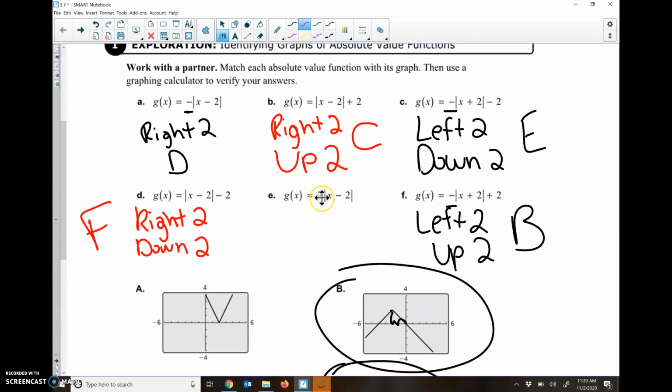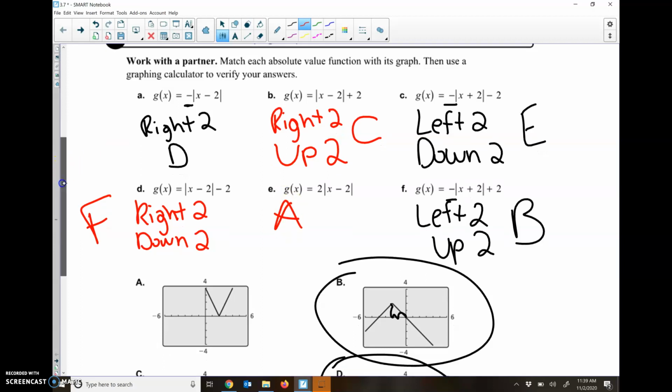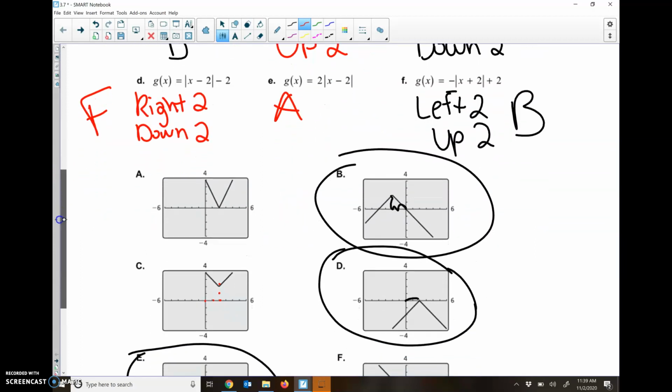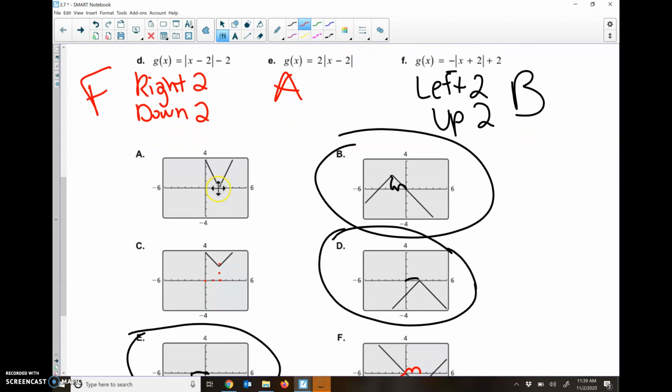Here, if we look, there's a 2 in front of it. So that's actually going to give us a vertical stretch of 2. So if we look at the last remaining graph here, graph A, this one looks to be a little bit skinnier than all the other ones. You can see our slope is going up 2 over 1, up 2 over 1, versus these are more like up 1 over 1, up 1 over 1. So this one's a little skinnier here, so that's what that 2 is doing.